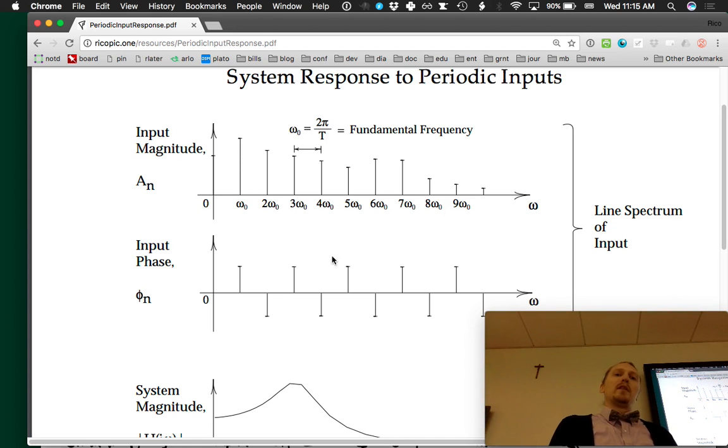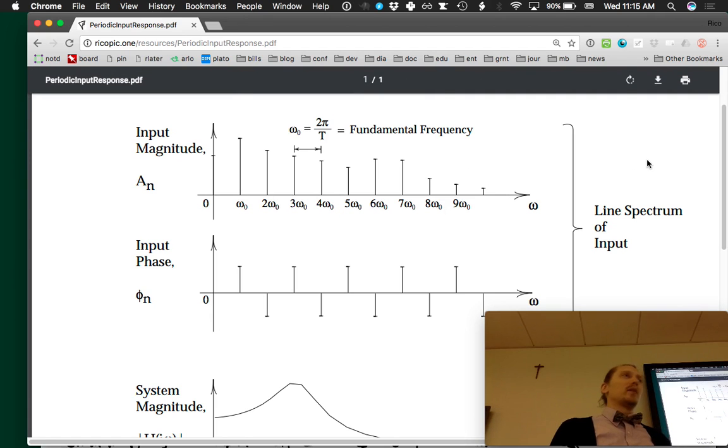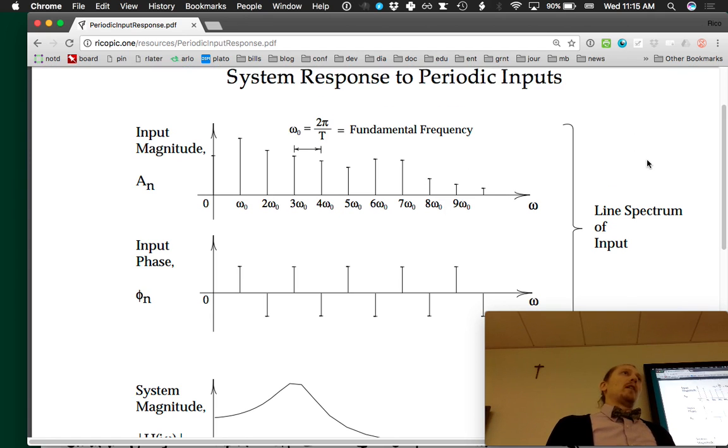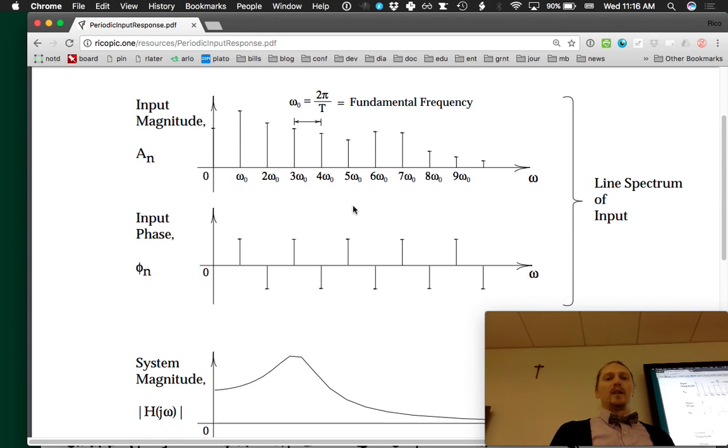So we could draw what's called a line spectrum, which shows the amplitude and the phase at each point. It's not defined, well, it's 0 for any omega in between, right? It only has non-zero values at those frequencies. So that's a line spectrum of the input.